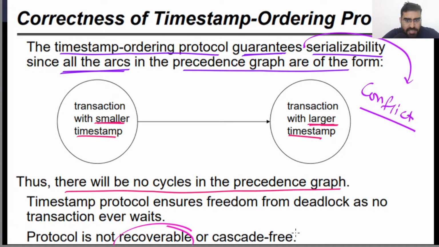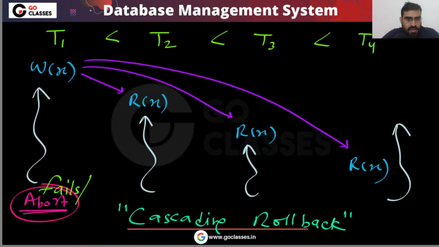Recoverability is not guaranteed. Cascade freedom is not guaranteed. But freedom from deadlock is guaranteed because no transaction ever waits. There is no waiting. Is this clear?